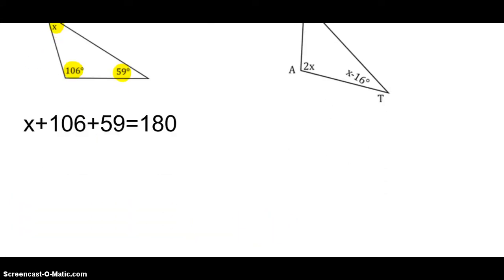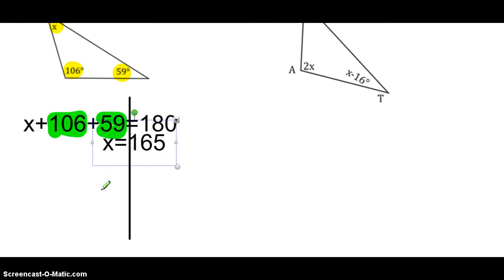The first thing that I like to do when I'm solving these is I drop a line down my equal sign. It helps me keep things on the correct sides, and it also allows me to identify what I need to combine. Over here I see that I have two like terms, the 106 and the 59. I'm going to add those two things together to make 165. So my new expression on the left side is going to be x plus 165 over on this side, and I still have 180 on the right side. And of course I will have an equal sign still in between them.